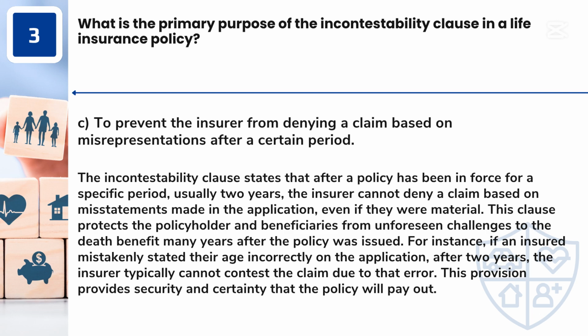This clause protects the policyholder and beneficiaries from unforeseen challenges to the death benefit many years after the policy was issued. For instance, if an insured mistakenly stated their age incorrectly on the application, after 2 years, the insurer typically cannot contest the claim due to that error. This provision provides security and certainty that the policy will pay out.